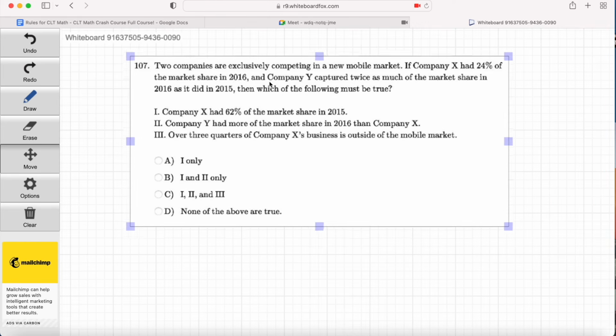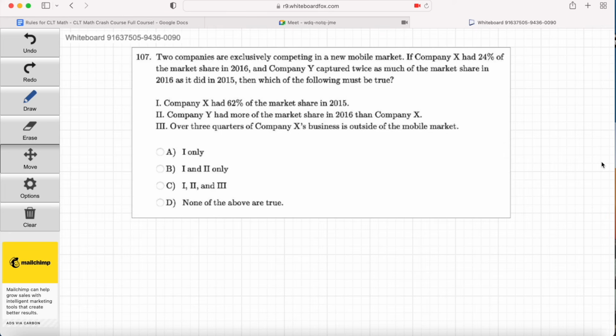All right. Go ahead and read question 107 when you see that on the screen, please. Two companies are exclusively competing in a new mobile market. If Company X had 24% of the market share in 2016 and Company Y captured twice as much of the market share in 2016 as it did in 2015, then which of the following must be true? Okay. And they give us 3 statements here. Some of them may or may not be true. We'll find out.